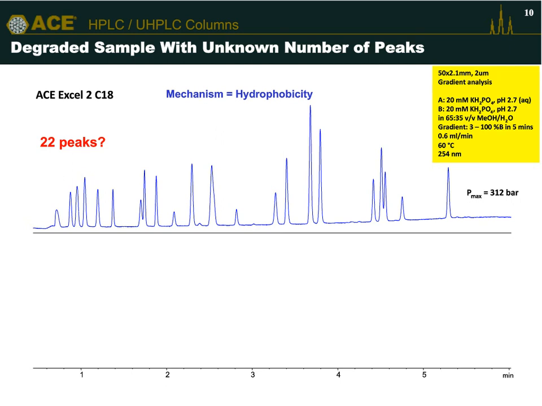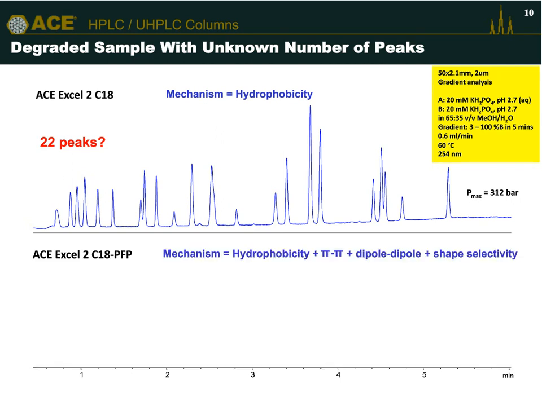The C18 PFP has a hydrophobic interaction element, but it also has pi system interactions due to the delocalized ring. It has a moderate dipole moment interaction due to the fluorines that are substituted 5 times onto the aromatic ring, and it also has a degree of shape selectivity. So we're looking at different mechanisms of interaction with this column compared to a standard C18.